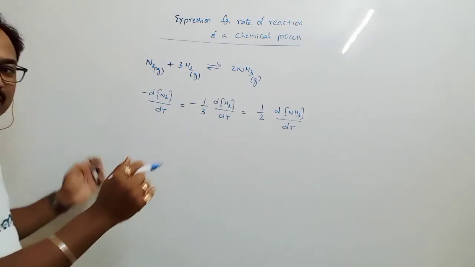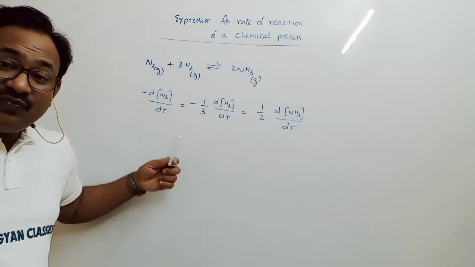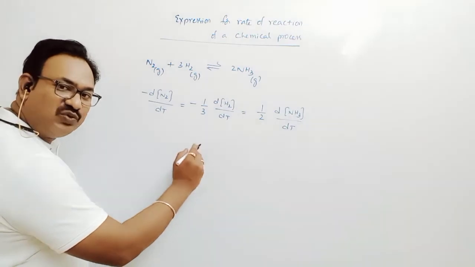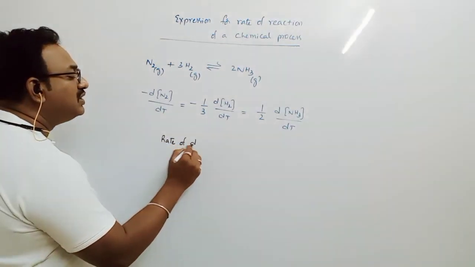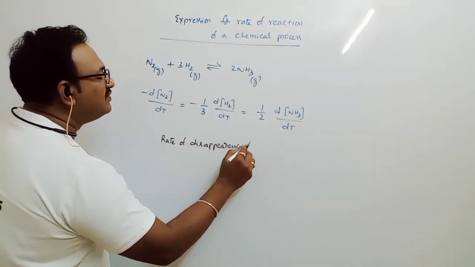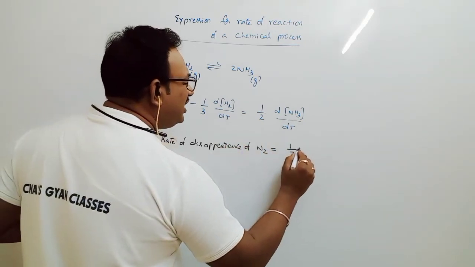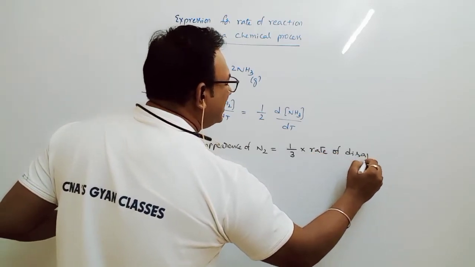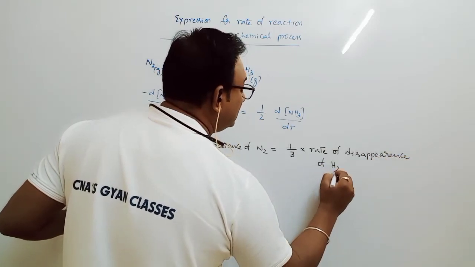This is what you call the basic expression for rate of reaction. We also write this in words; not only like this, you can write it in words also. Rate of disappearance of N2 is equal to 1 by 3 into rate of disappearance of hydrogen.